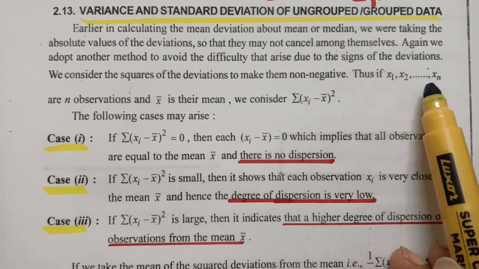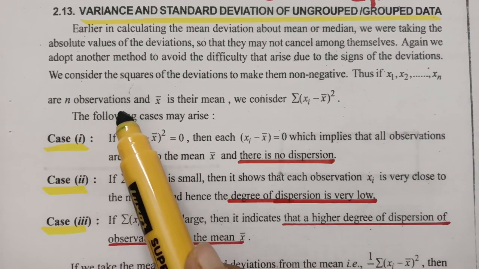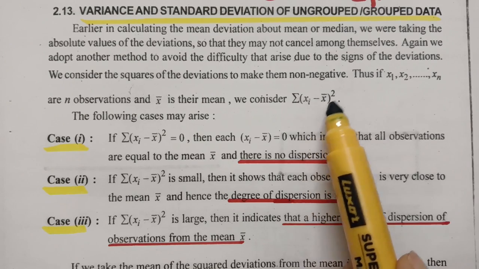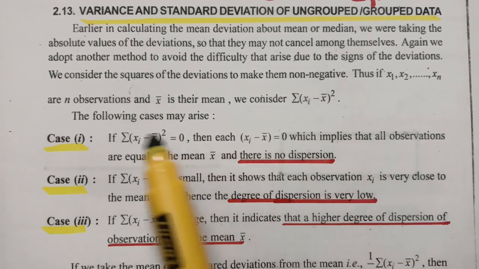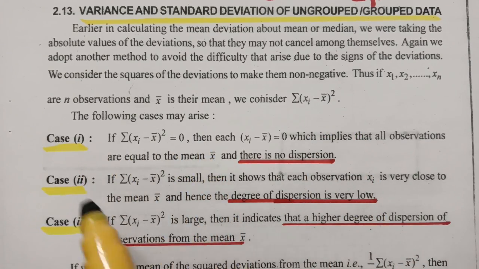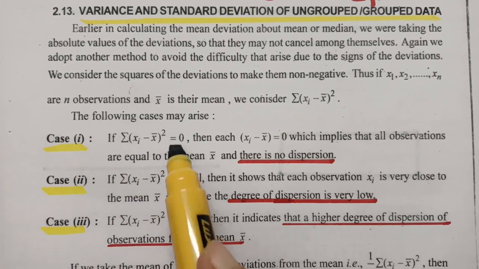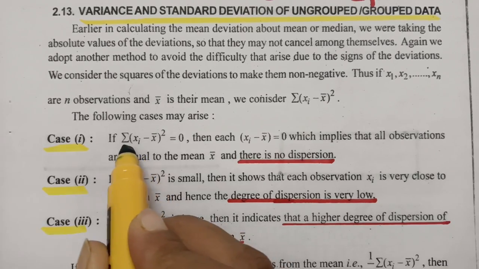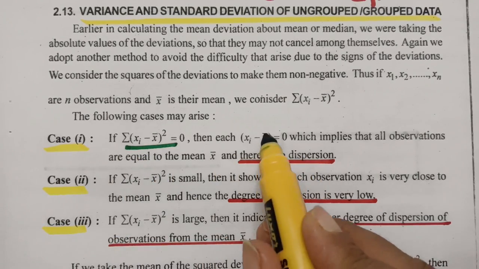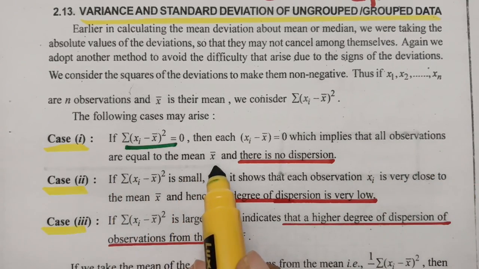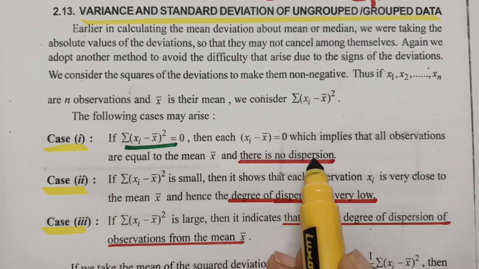Thus, if x1, x2, x3 and so on, xn are n observations and x bar is their mean, we consider sigma (xi minus x bar) whole square. So, the following cases may arise. First case is if sigma (xi minus x bar) whole square is equal to 0. If this value is 0, then each xi minus x bar is equal to 0, which implies that all the observations are equal to the mean x bar and there is no dispersion.